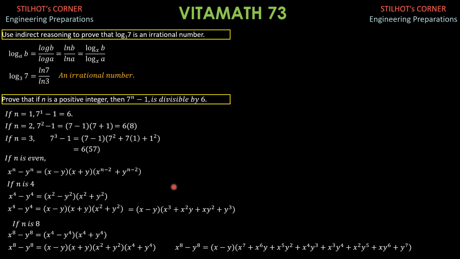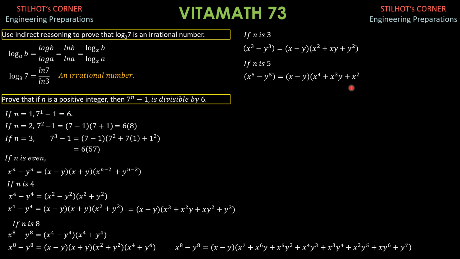So in general, let's begin with the smaller value 3. x cubed minus y cubed is x minus y times the quantity x squared plus xy plus y squared. Then if n is 5, x to the 5th minus y to the 5th is x minus y times x to the 4th plus x cubed y plus x squared y squared plus x y cubed plus y to the 4th. So I hope that you see the pattern.